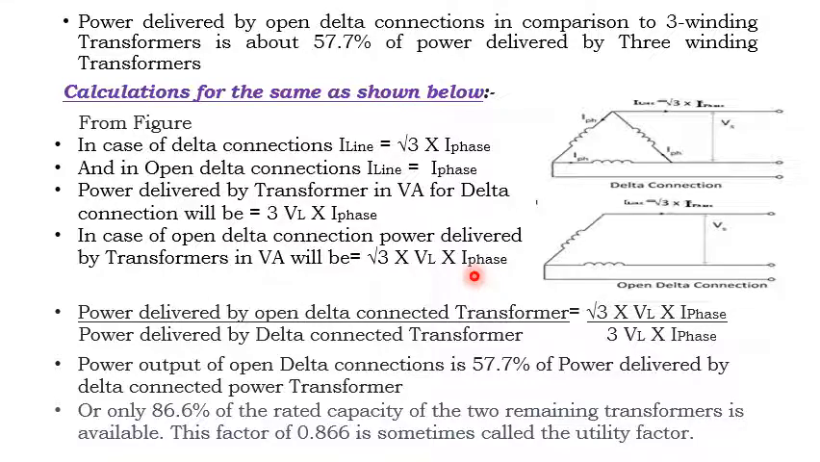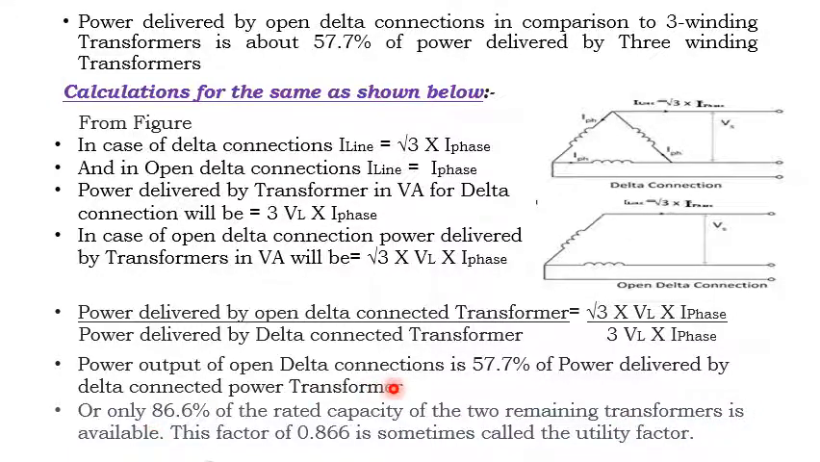So what happens if you take these two ratios? Root 3 into VL into I phase divided by 3 times VL into I phase. VL gets cancelled, I phase gets cancelled, and this is written as root 3 into root 3, one root 3 gets cancelled, then this becomes 57.7%. That means the power output of the open delta connection is 57.7% of the power delivered by the delta connected power transformer, or only 86.6% of the rated capacity of the two remaining transformers is available.